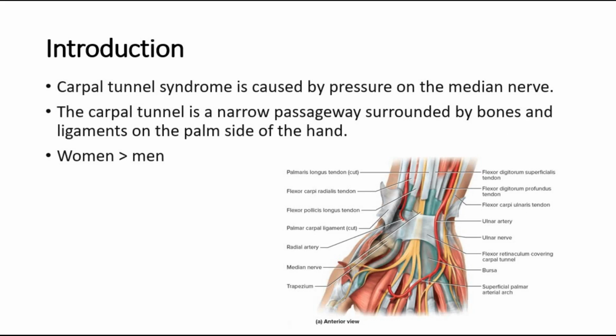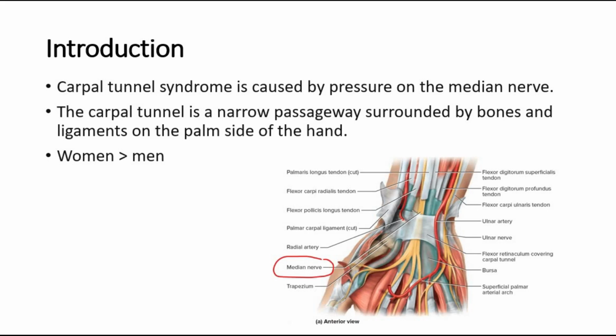And this is a picture showing the carpal tunnel. So it is a narrow passageway surrounded by the bones at the wrist and also surrounded by ligaments on the palm side of the hand. So the median nerve is one of the components in the carpal tunnel. And this median nerve will compete with other tendons and other structures for space within the wrist.